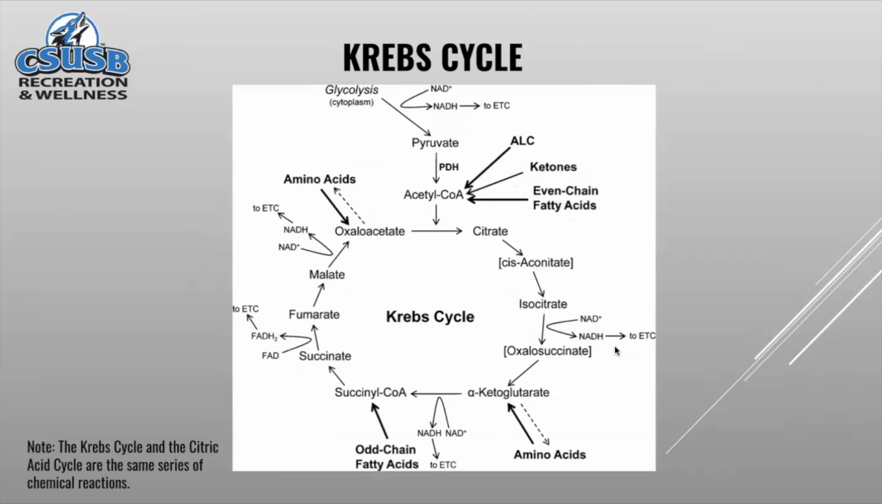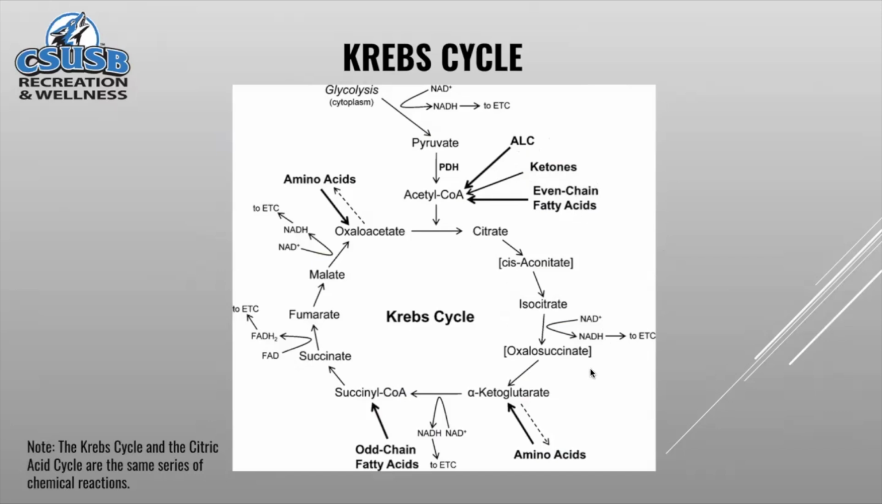Again, here's a picture of the Krebs cycle, a little more in depth. As you see, out of glycolysis, we get pyruvate. It becomes acetyl-CoA in a more oxidative exercise environment. And again, we can use ketones, we can use the ALCs, and then our fatty acids that can become acetyl-CoA.